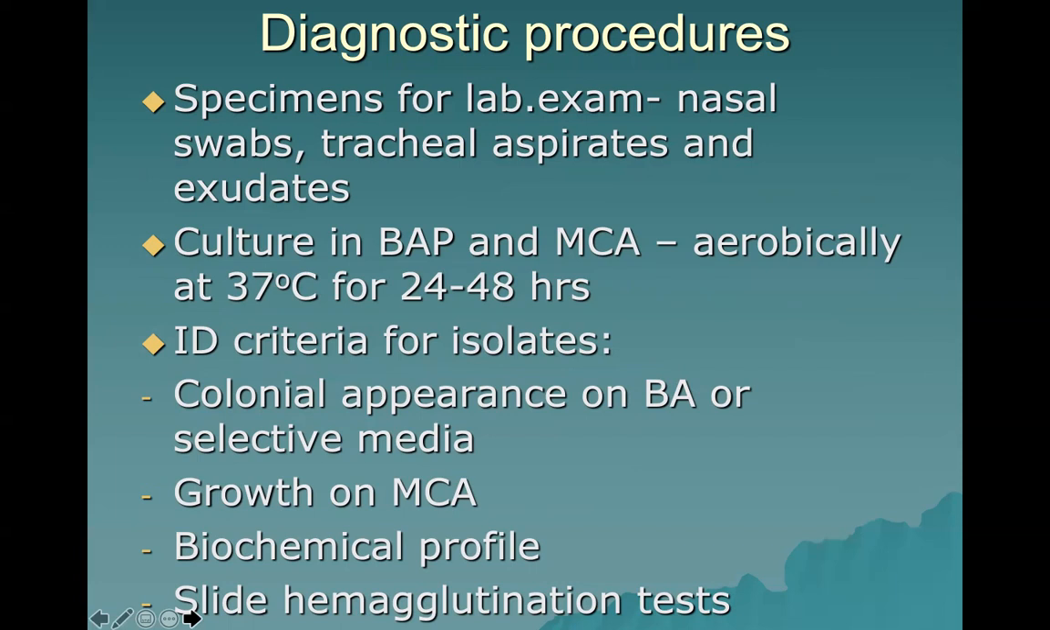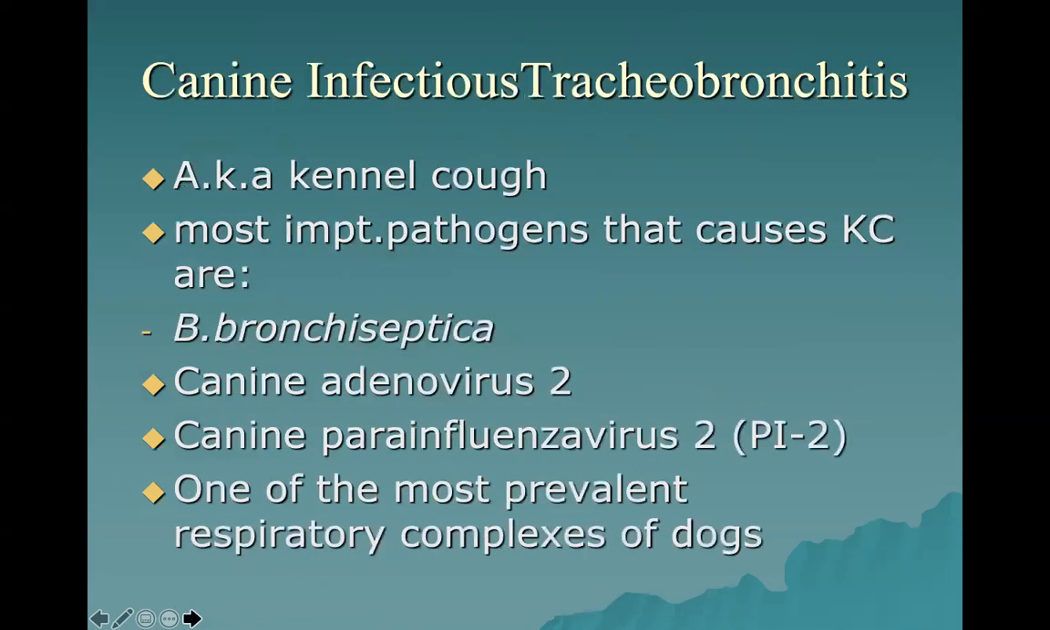The criteria for identification of isolates include their colonial appearance on blood agar or selective media. They both grow on MacConkey agar, but they are non-lactose fermenters. Colonies appear as pale, colorless, and biochemical profile can be used, as well as a slide hemagglutination test.